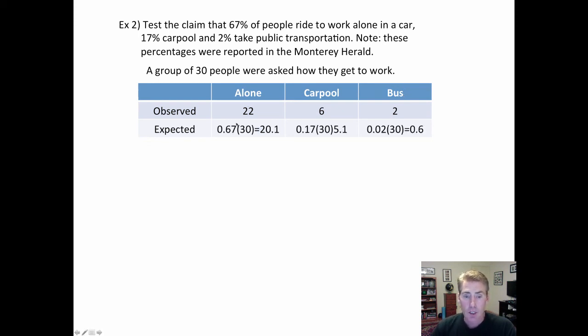So then for each category, I use n times p, so 67% of 30. In theory, this should have been 20.1 people. In theory, this should have been, there's an equal sign missing right here, equals 0.51. In theory, this should have been a 5.1, and in theory, this should have been a 0.6. Next, why does that say 32? Make this a 30, sorry. N equals 30 people. Categories 3.